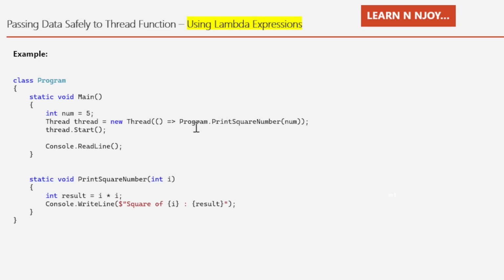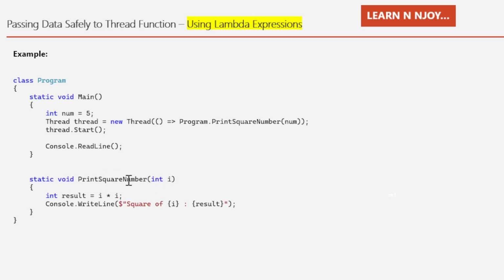That's what I have called with the help of the class name, Program.PrintSquareNumber, and then I'm just passing this method num to it. I'm directly calling this method, and this is nothing but the static method. So it is accepting int data type and returning nothing.